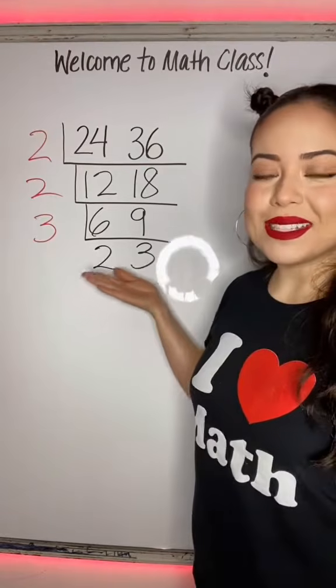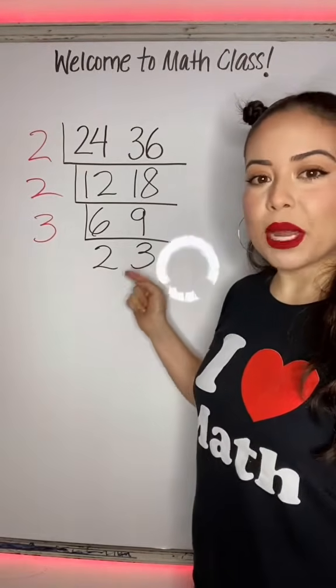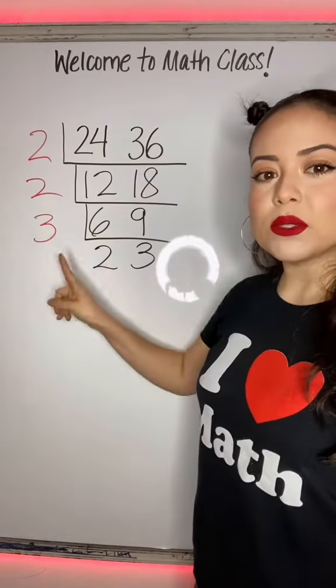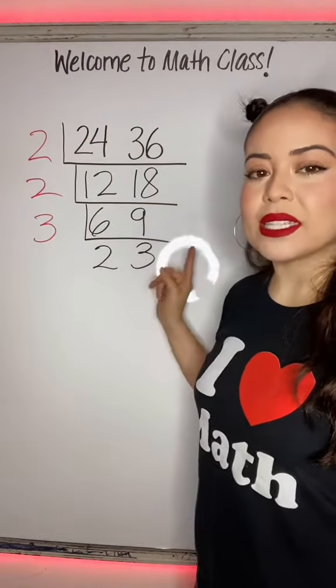This will be our last layer because 2 and 3 are both prime numbers and they don't share any other factor besides 1. So we're going to use these remaining numbers on the outside to find the LCM and GCF.